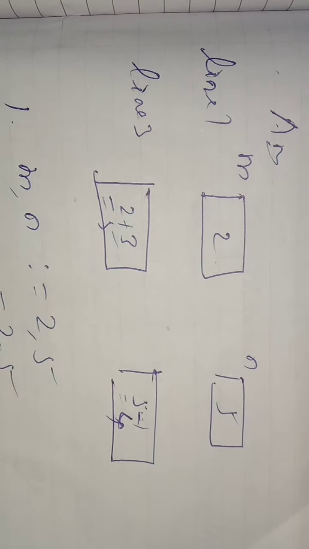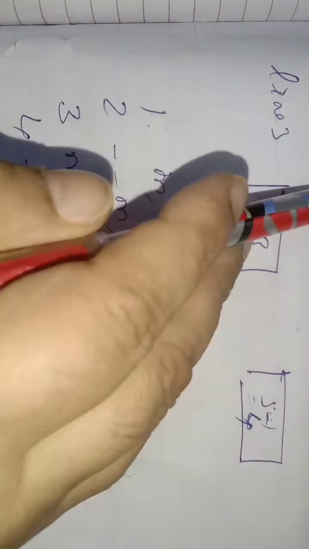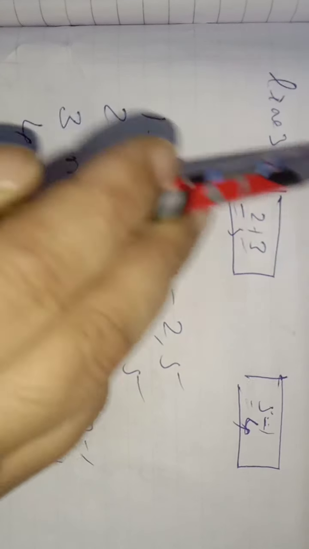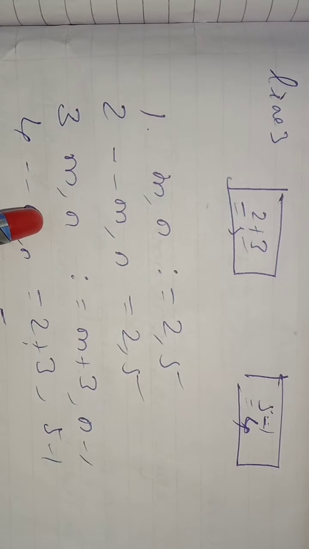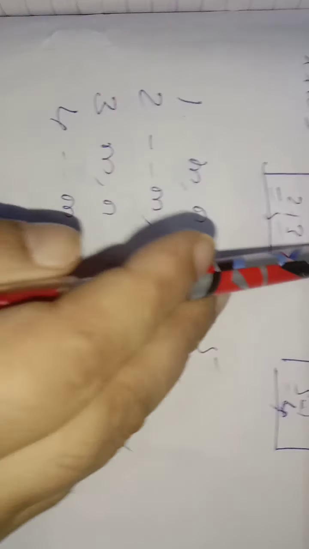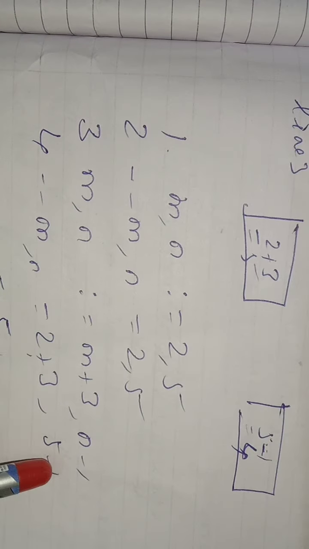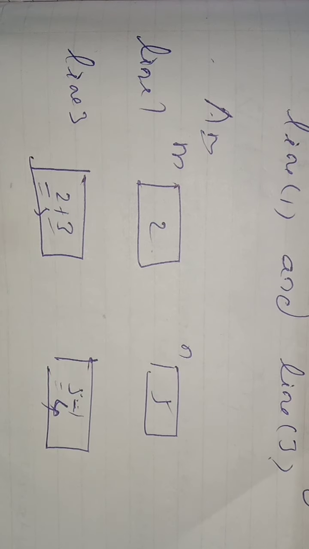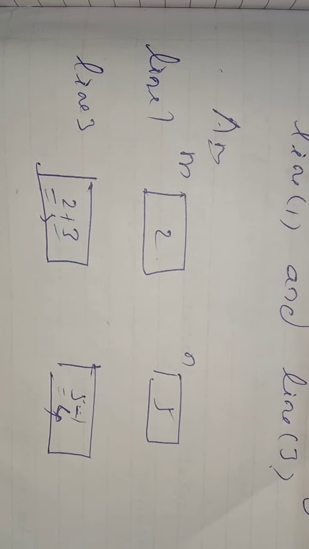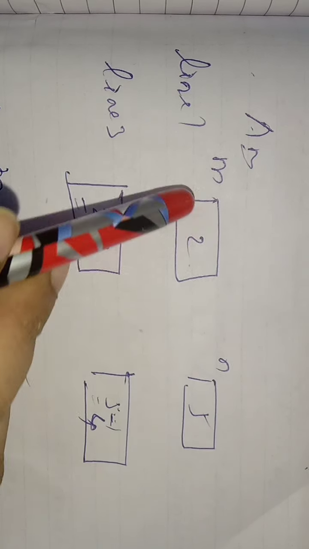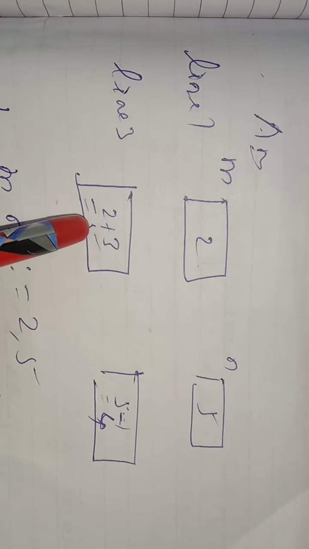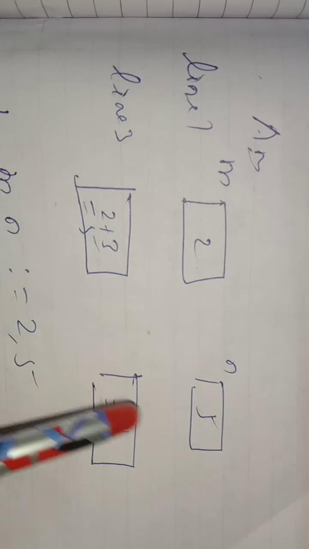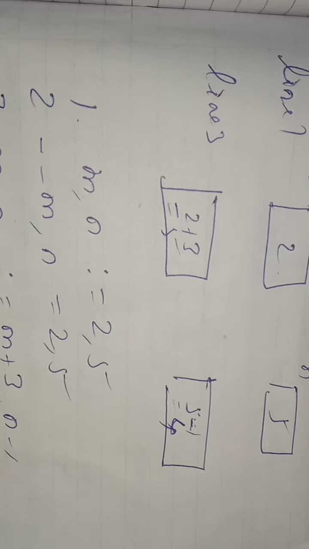Initially 2 comma 5, then line 3. Line 3 is m comma n: m plus 3, 2 plus 3 is 5, and n minus 1, 5 minus 1 is 4. So what I want to say is, line 1 is 2 comma 5 and line 3 is 5 comma 4. Write the program. So m and n are 2 comma 5 initially. In line 3 you write m plus 3, n minus 1.